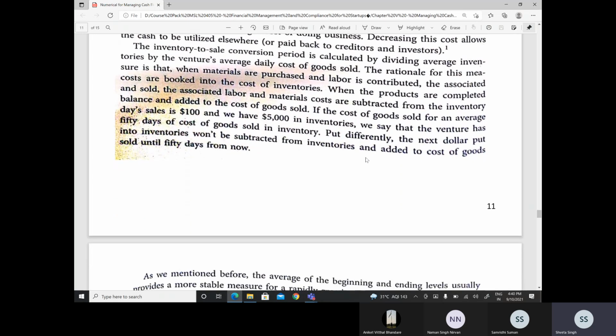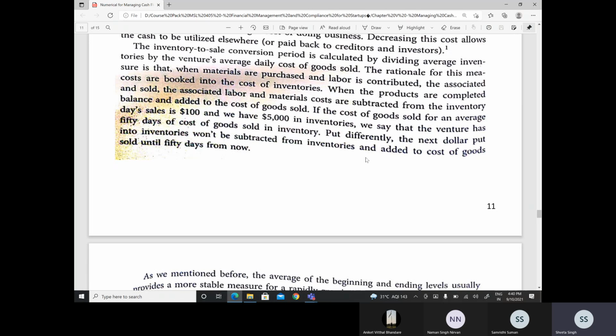The inventory to sale conversion period is calculated by dividing average inventories by the venture's average daily COGS. The rationale for this measure is that when materials are purchased and labor is contributed, the associated costs are booked into the cost of inventories. When the products are completed and sold, the associated labor and materials costs are subtracted from the inventory balance and added to the COGS.